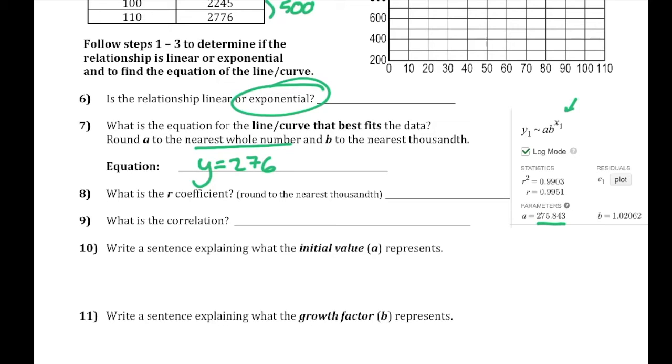Then we're going to go ahead and multiply it by B, which we're going to round to the nearest thousandth. So 10 hundredths thousand. We're going to look at this 6 to decide if we need to round up or down or stay the same, and that 6 tells us to round up. So we're going to have 1.021 as our value of B, and we're going to raise that to the xth power. And there's the equation for the curve of best fit.